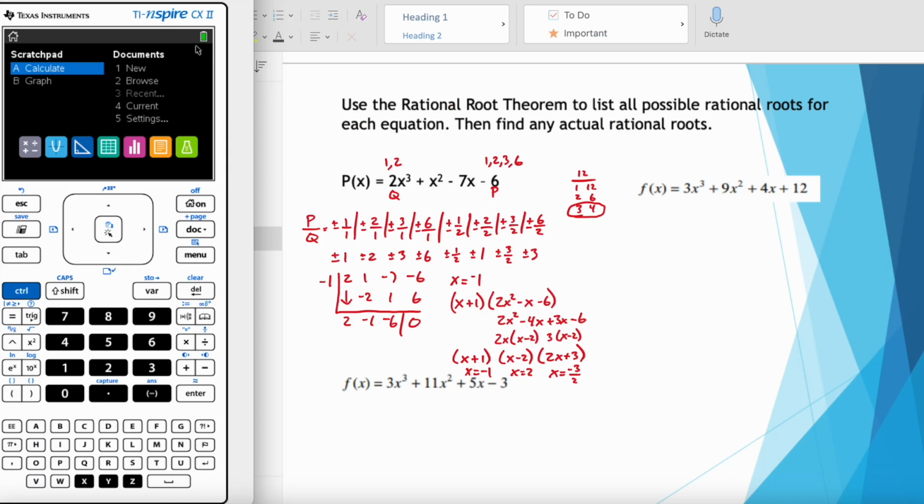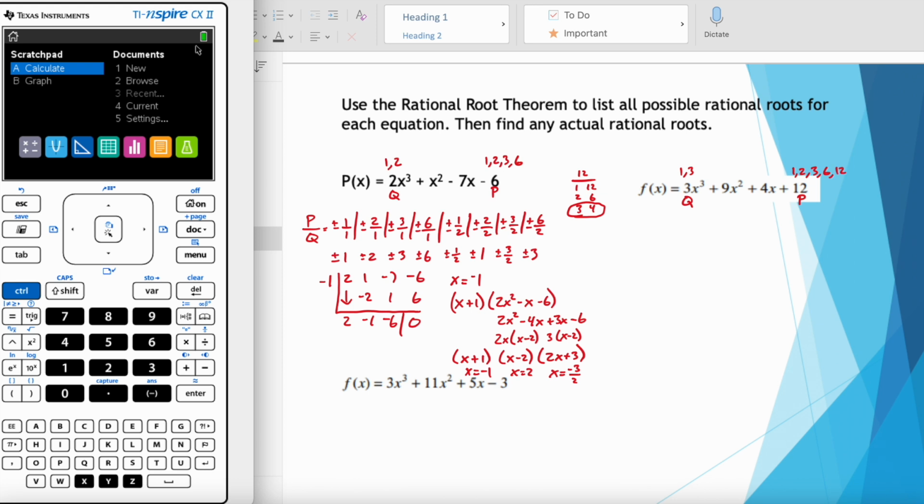Let's go ahead and take a look at our secondary question. 3x to the third plus 9x squared plus 4x plus 12. With this polynomial, the first thing that we're going to do is find our p and find our q. Finding those factors, for q, it's going to be 1 and 3. And for 12, it's going to be 1, 2, 3, 6, and 12.